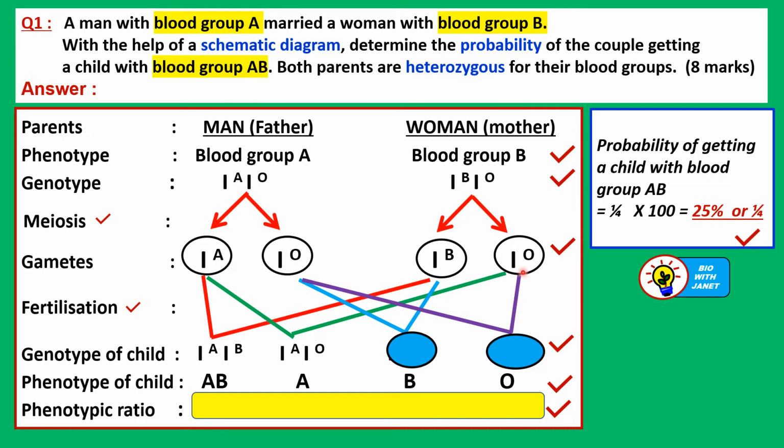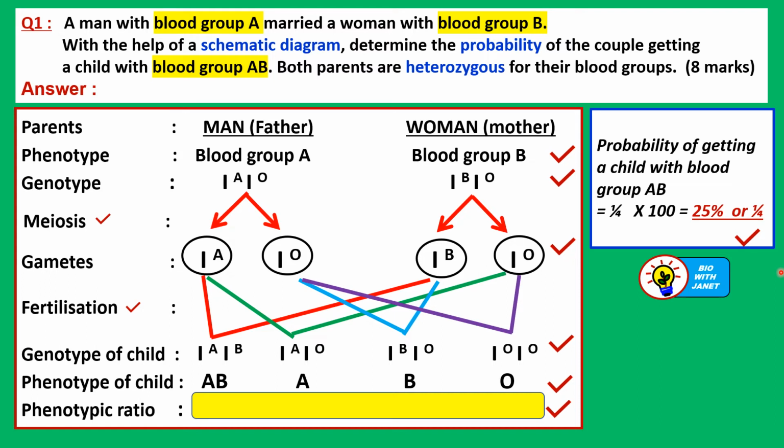Okay, follow the green lines. Now the third one, the blue lines. If the third possibility occurs, then the child will have genotype IBIO. Always write the dominant allele first. So don't write IOIB. O is the recessive allele, so we write it later. So IBIO, and the last one is IOIO, right? Which is a recessive trait, which will show the recessive trait of blood group O.